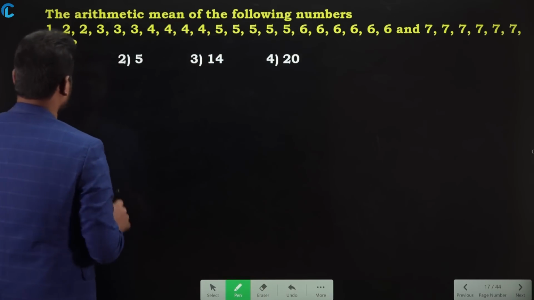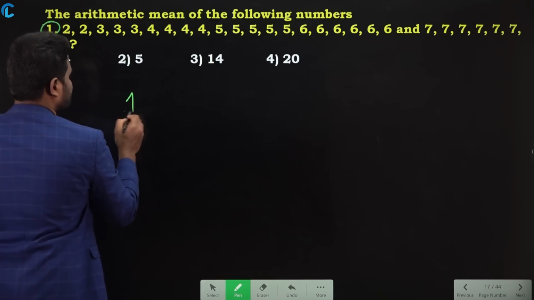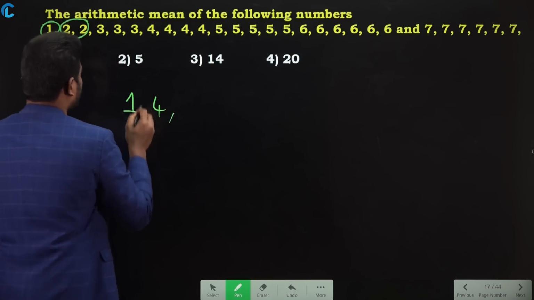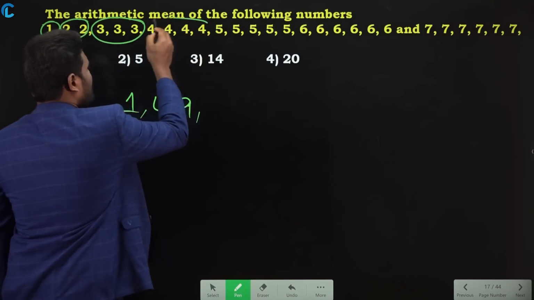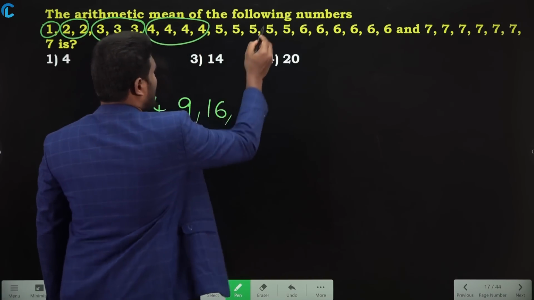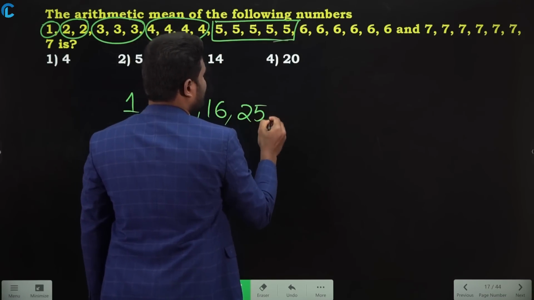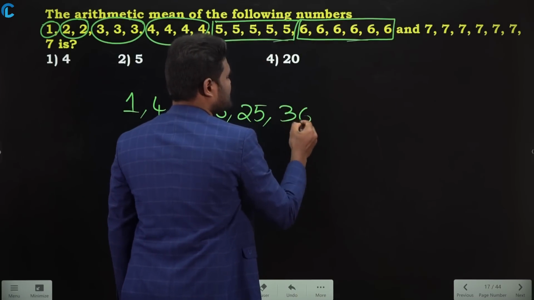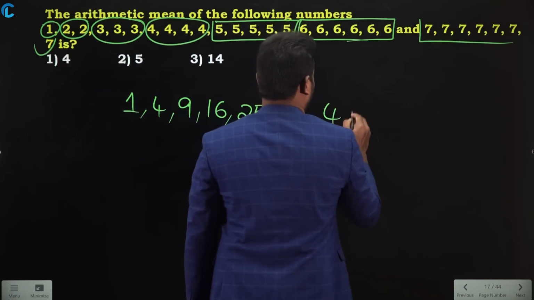Now if you have observed here, can I write these numbers as 1 as 1, and similarly 2 plus 2 is nothing but 4, and similarly 3 plus 3 plus 3 is 9, similarly 4 plus 4 plus 4 plus 4 is 16, and similarly five 5s, this is 25, and similarly six 6s, which is 36, and seven 7s, yes or no, which is 49.